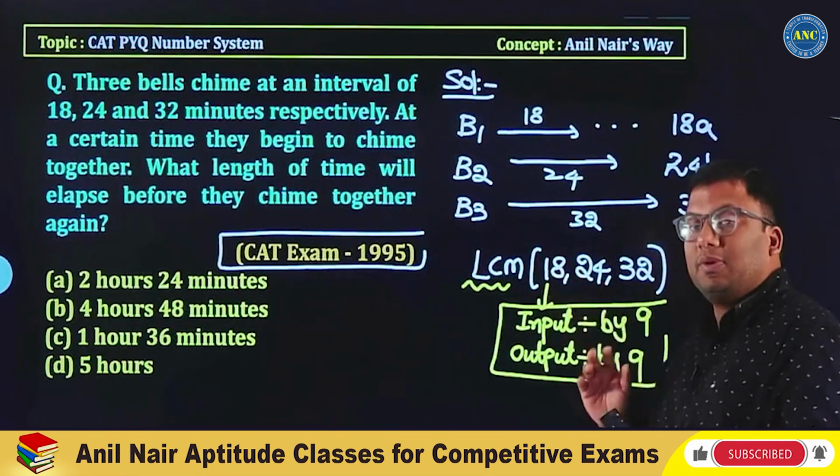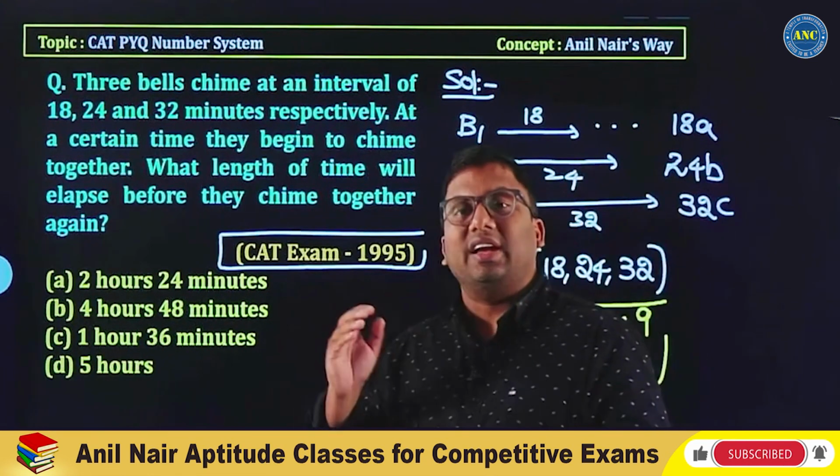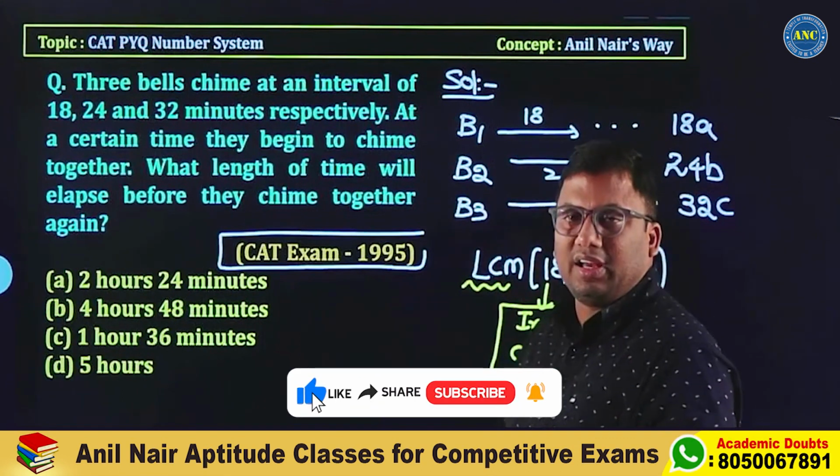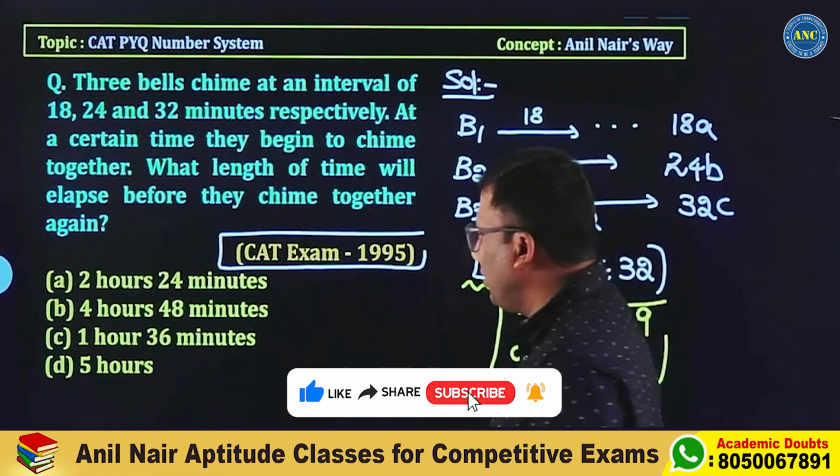18 is divisible by 9. 9 2s are 18. That means if an input number is divisible by 9, the output should also be divisible by 9.